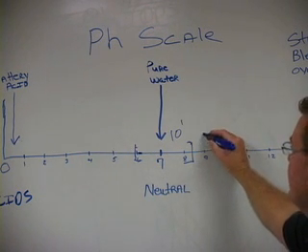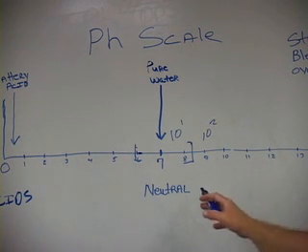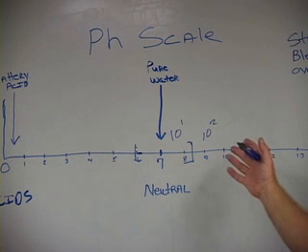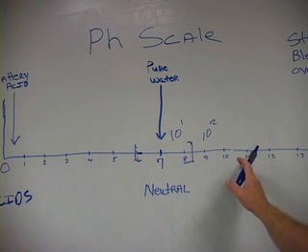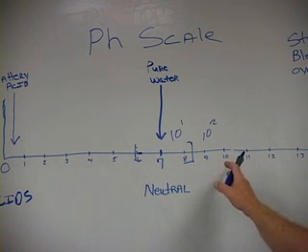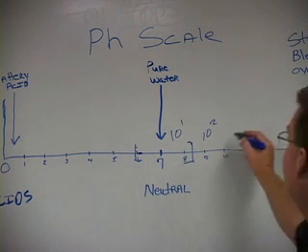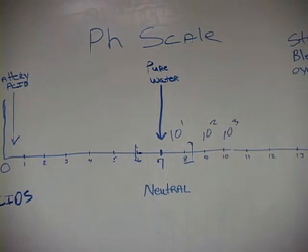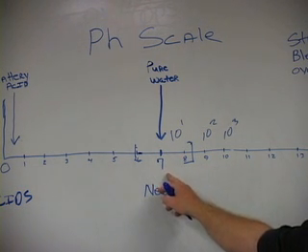9 would be 10 to the 2, more alkaline than 7. Now 10 to the 2 is what? 10 times 10, 100. So even though 9 doesn't sound like much, 9 is 100 times more alkaline than 7. That's a pretty big number. 10 is 10 to the 3, so now we're at 1,000. 10 is 1,000 times more alkaline than 7. Now that's a big number.